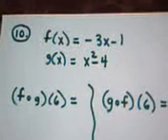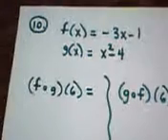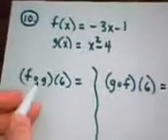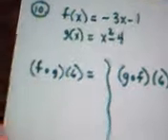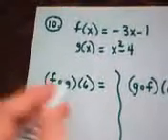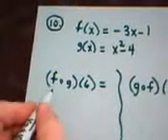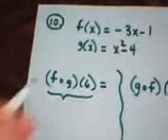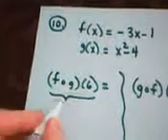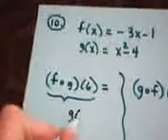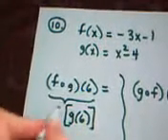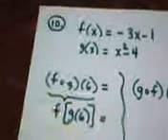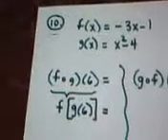f of x is the function 3x minus 1 and g of x is the function x squared minus 4. If I asked you to find f composed with g of 6, what you're going to do here is kind of rewrite this. You're going to find g of 6 and then put that answer into f. Got me? So let's do it.